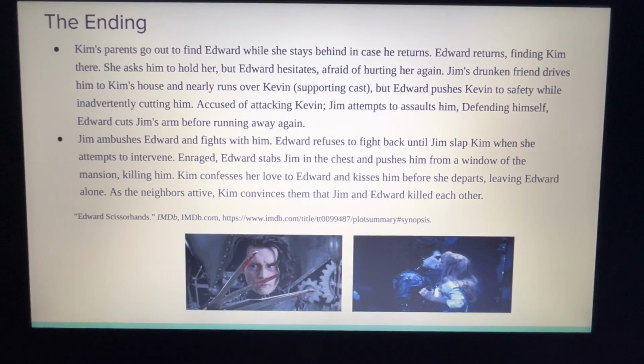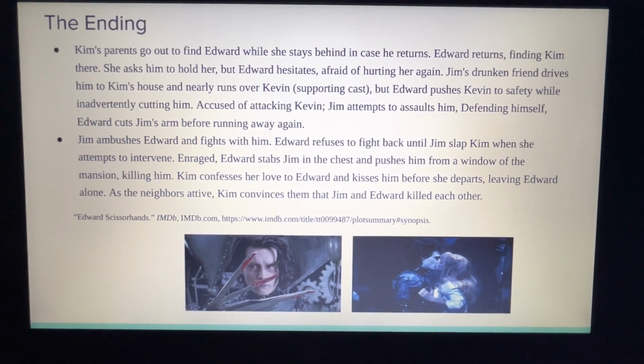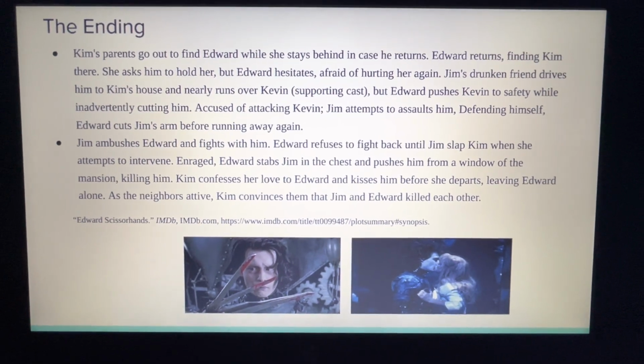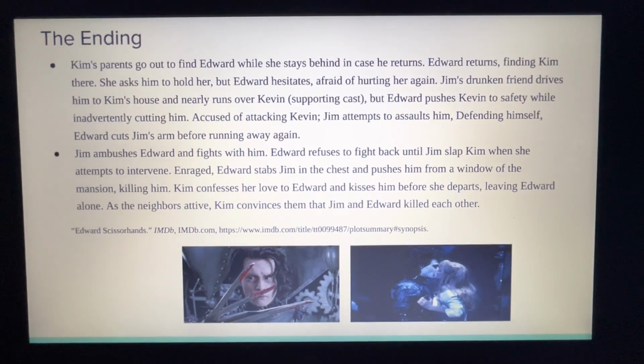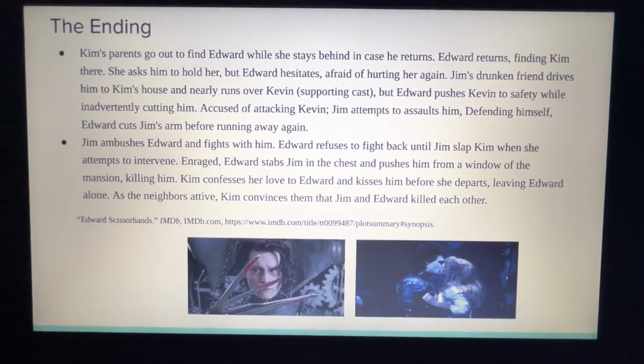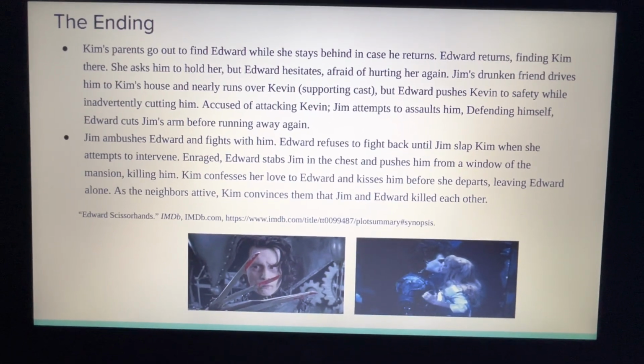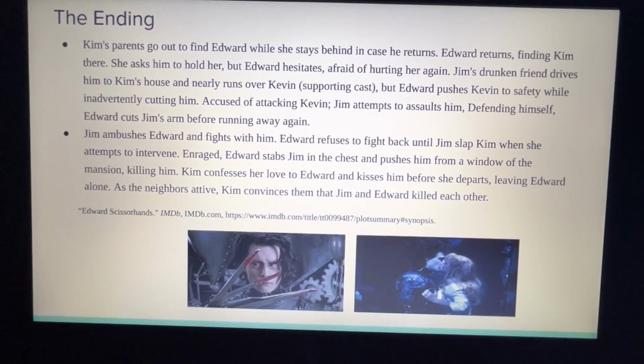Kim's parents go out to find Edward, while Kim herself stays behind in case he returns. Edward returns, finding Kim there. She asks him to hold her, but Edward hesitates, afraid of hurting her again accidentally.